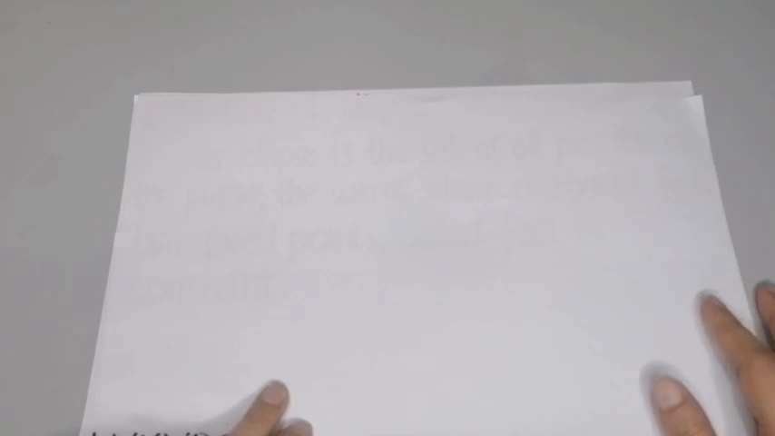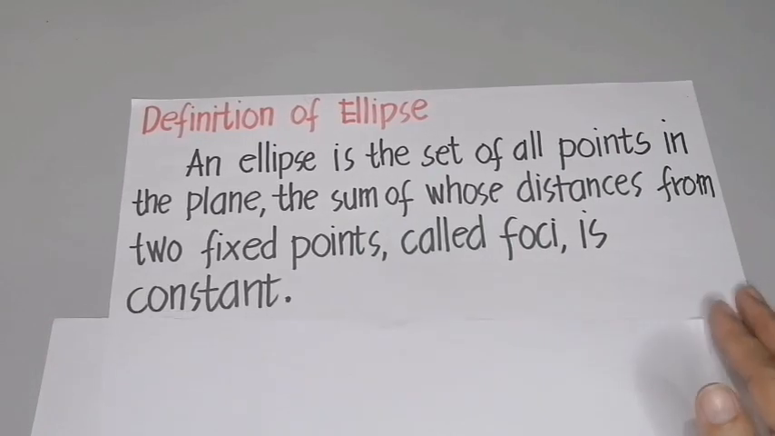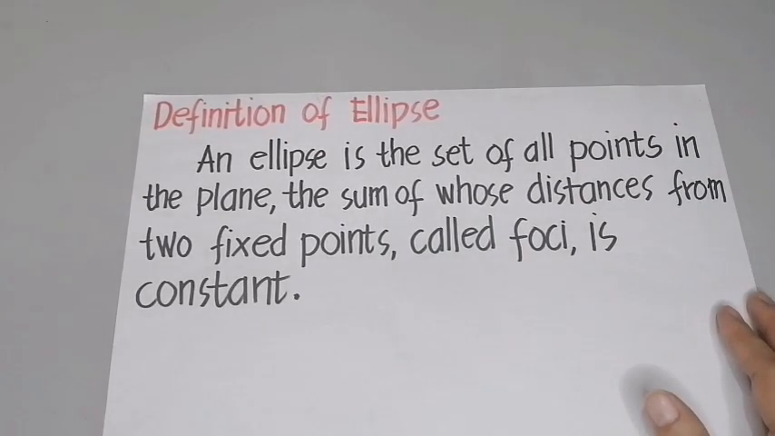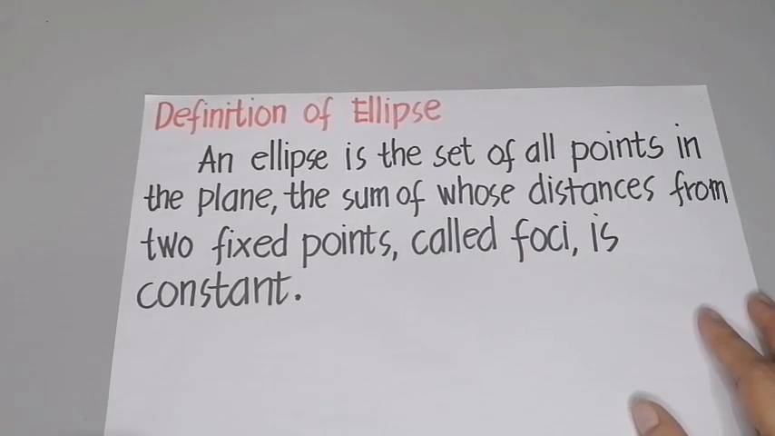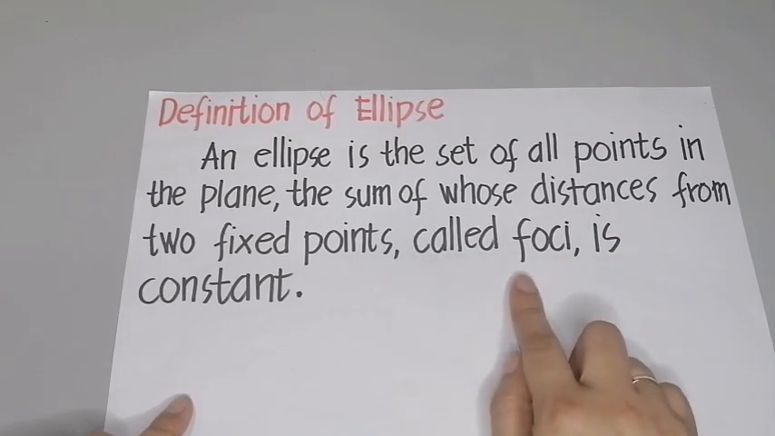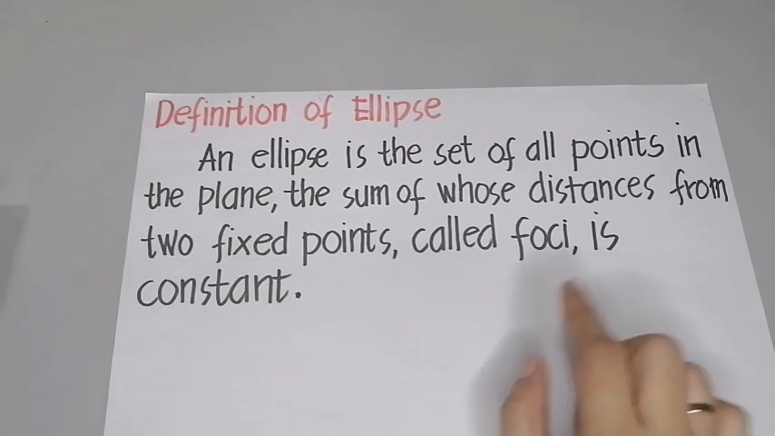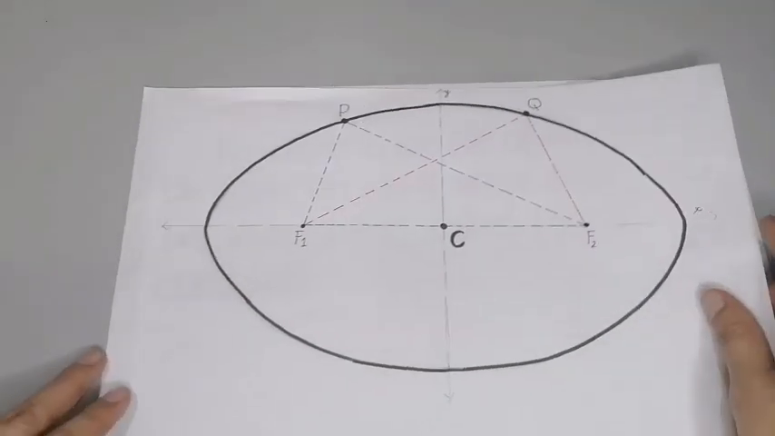Hello class! The lesson that we will be discussing for this tutorial video is Module 6 for Pre-Calculus, which is the definition of ellipse. So how do we define ellipse? An ellipse is the set of all points in the plane, the sum of whose distances from two fixed points, called foci, is constant. Let us consider this figure.